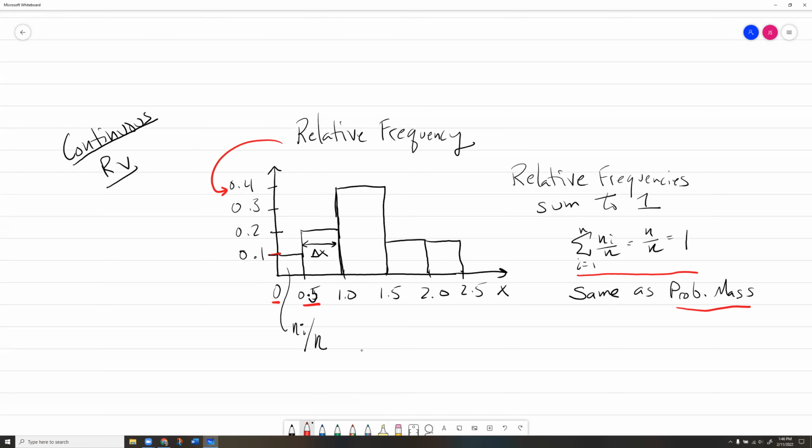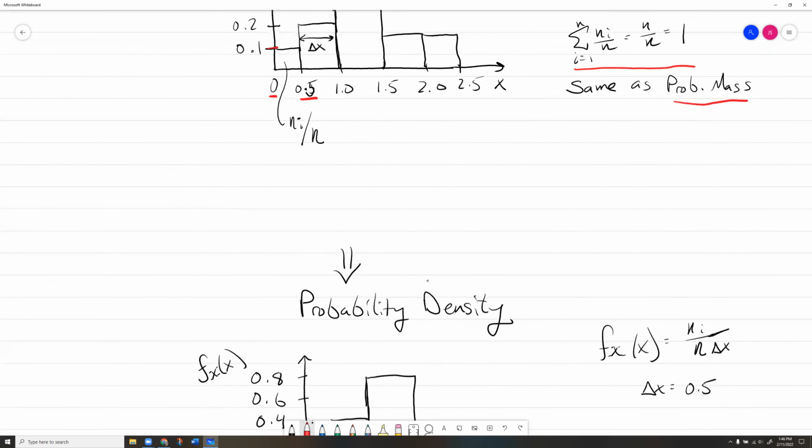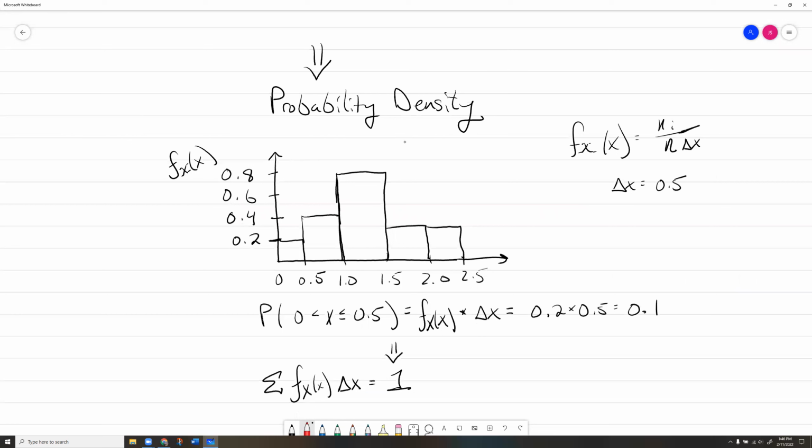But let's take this a little bit further and define probability density, which we denote as little f sub big X evaluated at x. So that's the way we say probability density. And I'll just write that up here. Big X.